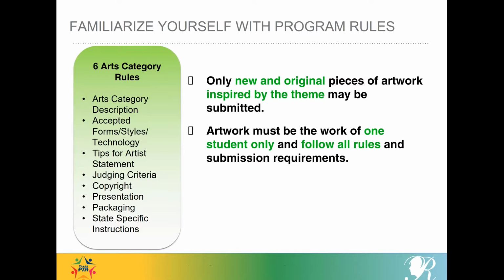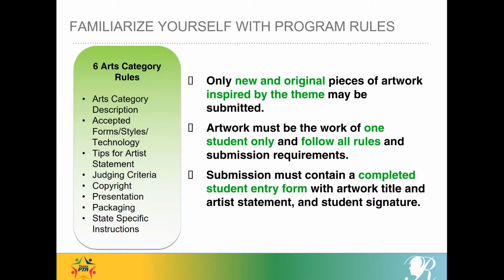Make sure all advancing entries follow the guidelines and rules. Familiarizing yourself with each category's rules and guidelines is crucial for the council chair and regional leader. Make sure that the student entry form is complete and legible. If you find any missing information, contact the local chair of the school where the entry was submitted.